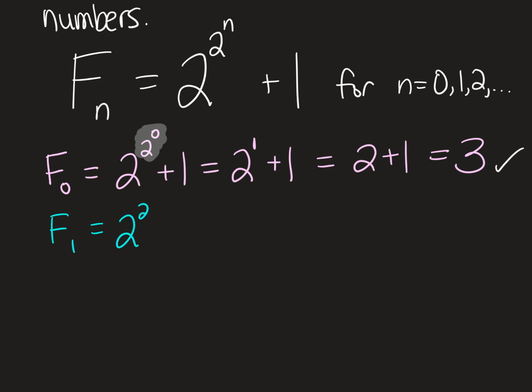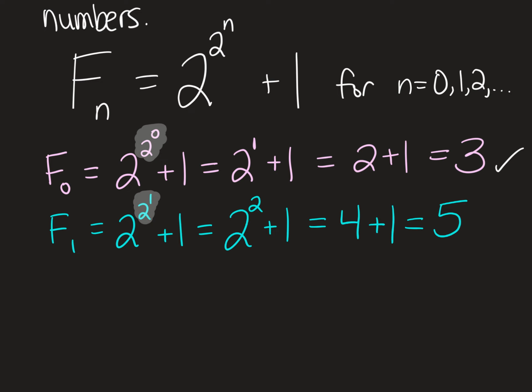So f sub 1 is 2 to the 2 to the first power plus 1. Again, I'm going to be very systematic here. I'm going to do 2 to the first power, which is 2. So now I've got 2 squared plus 1. Not bad. 2 squared, that's 4. 4 plus 1 is 5. I think we all can agree that 5 is also a prime number. So first couple terms, not too bad.